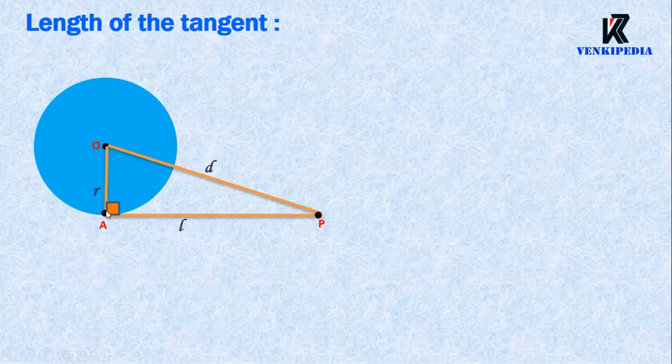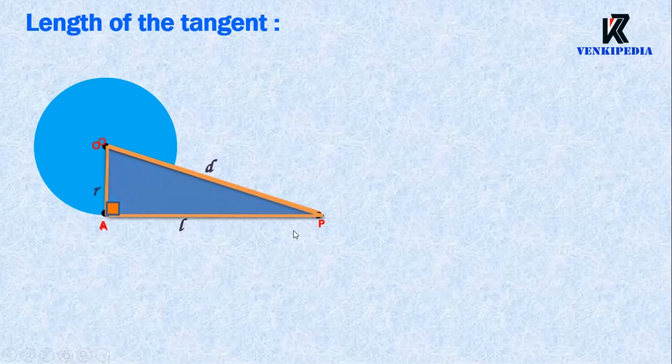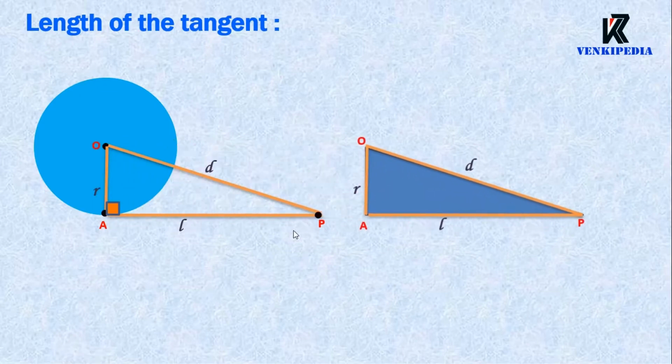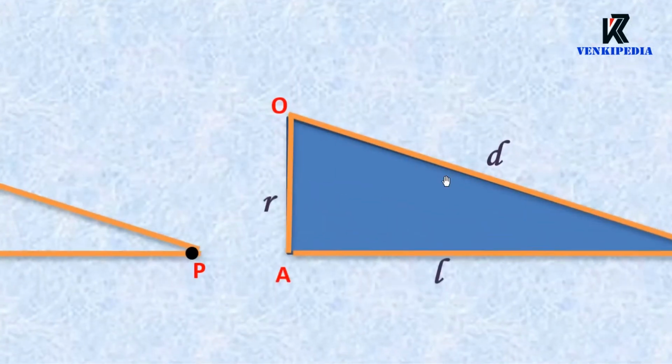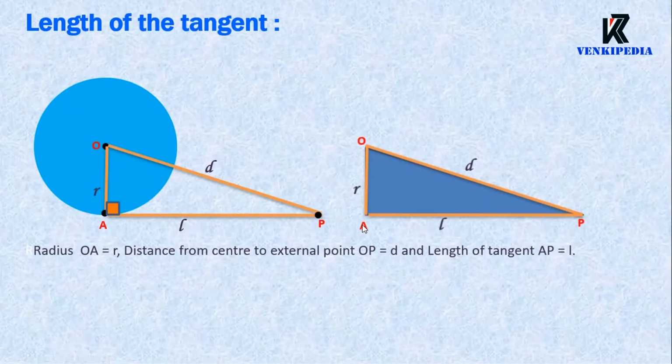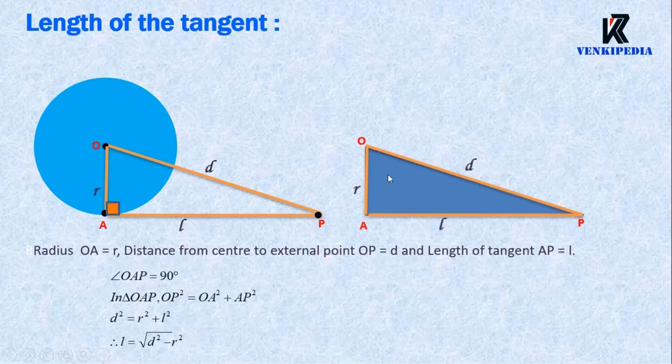Now look at the picture. Here we can obtain a right triangle OAP. In this right triangle, OA is equal to R, OP is equal to D, and AP is equal to L. Now, by Pythagoras theorem, in triangle OAP, OP square is equal to OA square plus AP square, that is, D square is equal to R square plus L square. From this equation, L is equal to square root of D square minus R square. By using this formula, we can find the length of the tangent: L is equal to root of D square minus R square.